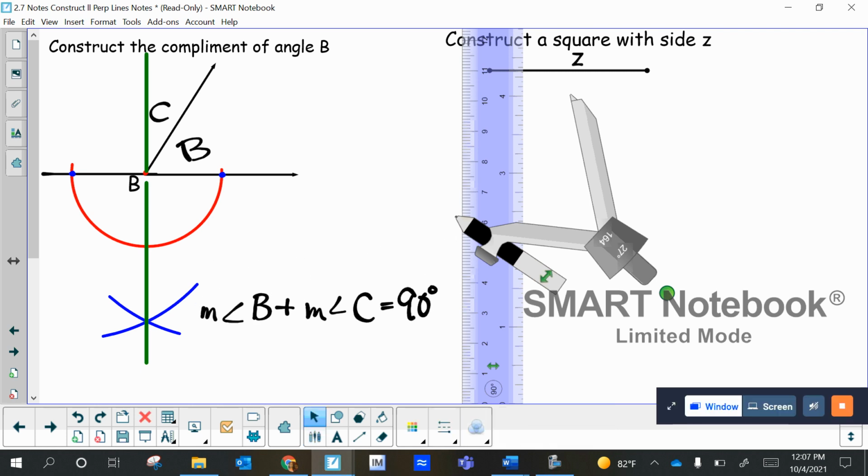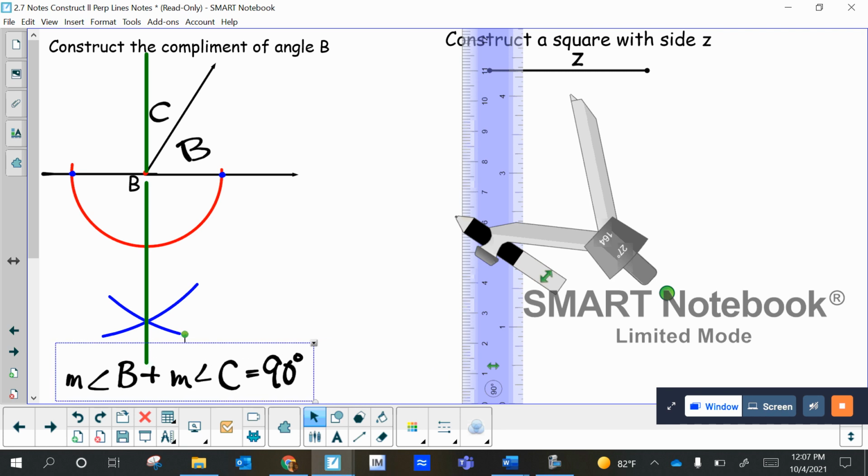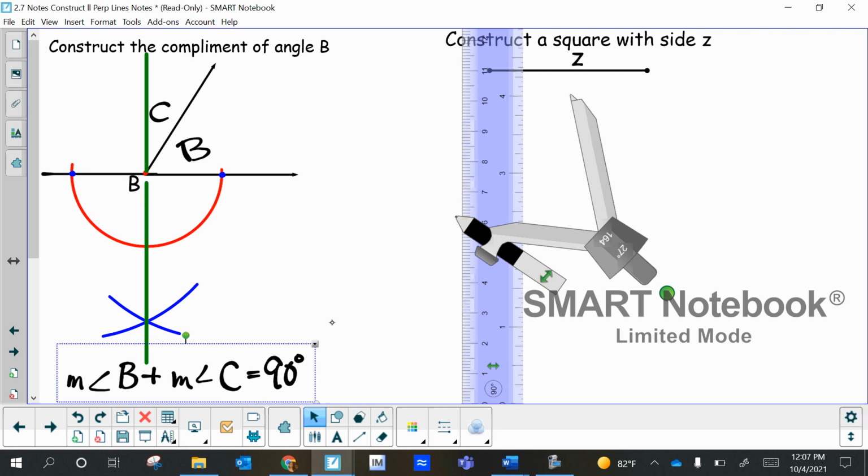Okay. Now, can you do this a different way? Absolutely. If you want to make a separate set of perpendicular lines not on that angle, then you can do that, but then you'll have to copy angle B at the right angle. Everybody get that? Okay, so last one.